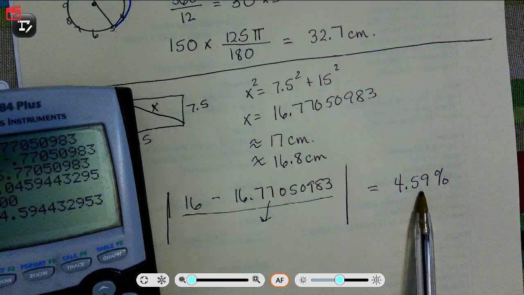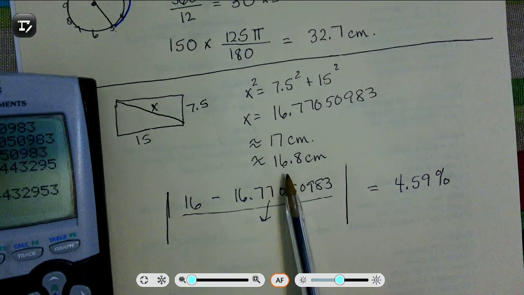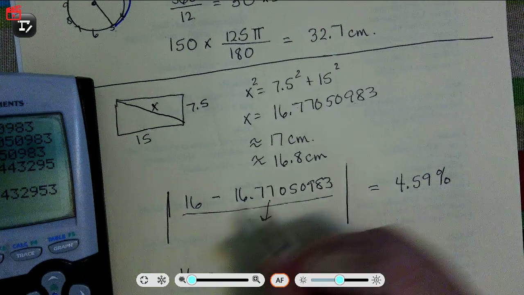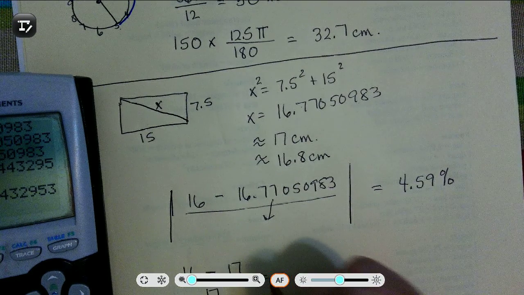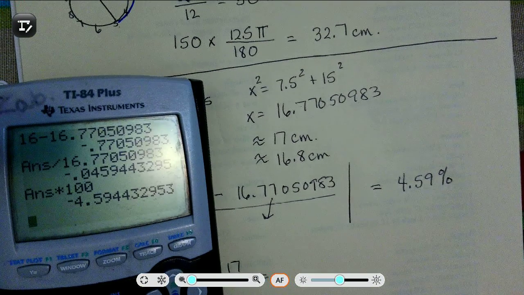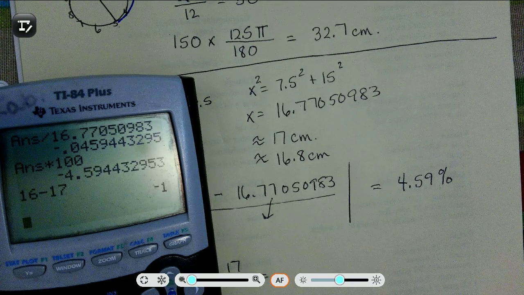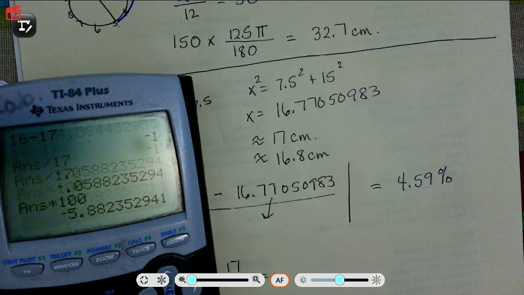This is the answer the book has. If you showed the work and you used either the 17 or the 16.8, and say you did 16 minus 17, and then we're going to divide by 17. So again, we're going to take 16 minus the 17. Again, it's going to give me a negative. I'm going to divide by the 17, times it by 100.